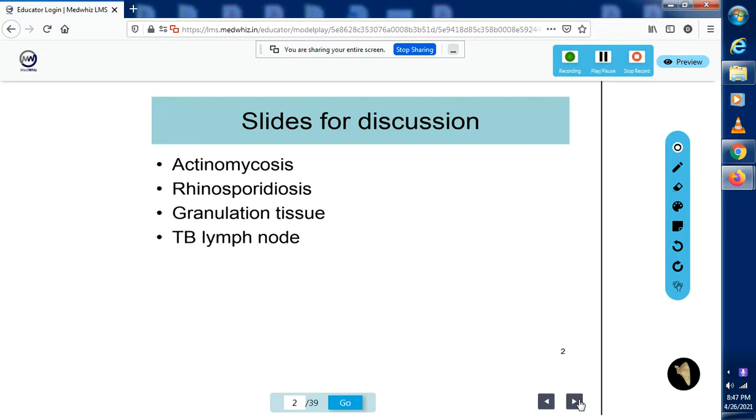So, we'll be discussing actinomycosis, rhinosporidiosis, granulation tissue, and TB lymph node. All of you should know that whenever a slide comes for discussion, the examiner can even ask the theoretical aspect. So it's not only just identifying the slide, you should know a little bit of the theoretical aspect related to the slide as well.